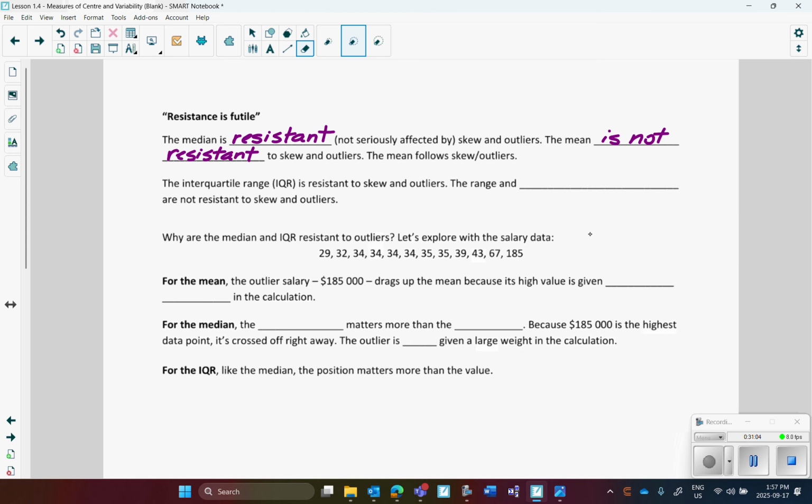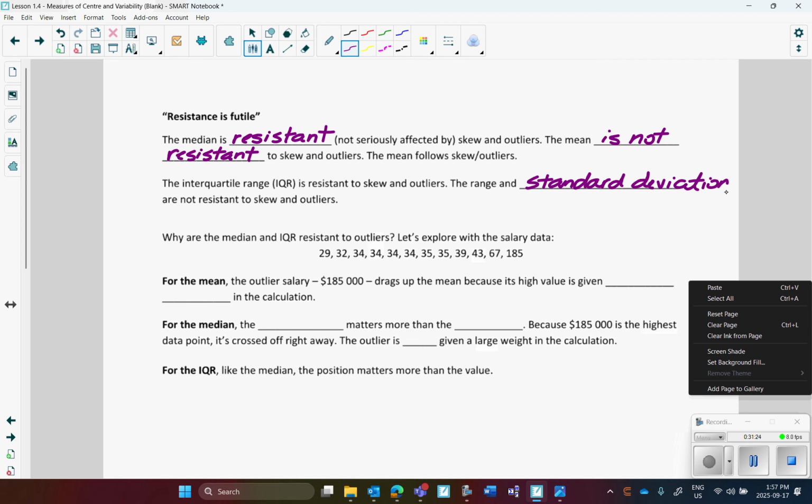Same thing, if the median is resistant, then so is the IQR. If the mean is not resistant, then the range and standard deviation are not. The mean always gets pulled up or down in the direction of the skew of the data. If it's right skewed, with a tail to the right, the mean gets pulled higher than the median. If it has a tail to the left, the mean gets pulled lower than the median.